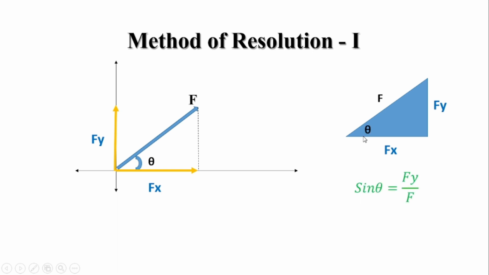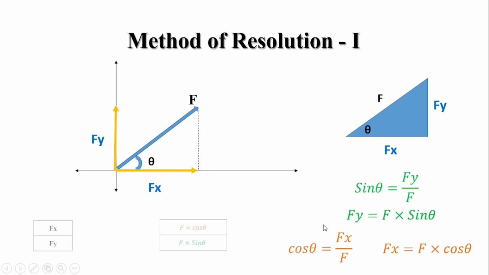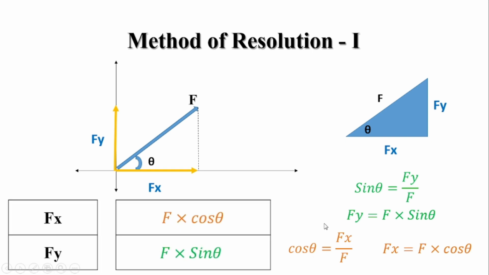Now we will use the sine relation. Fy divided by F means sin theta is equal to opposite side upon the hypotenuse. So Fy becomes F sin theta. In the same way, if we use the cos relation, then cos theta is equal to adjacent side upon hypotenuse. So it is Fx divided by F, and the value of Fx will be F cos theta. So by using simple relations of sin theta and cos theta, we can calculate the values of Fx and Fy: F cos theta and F sin theta.